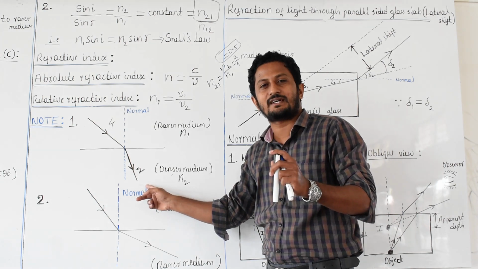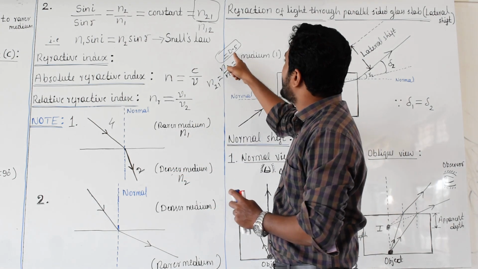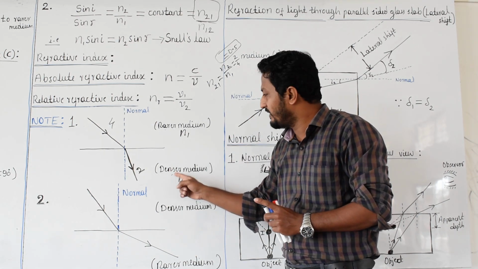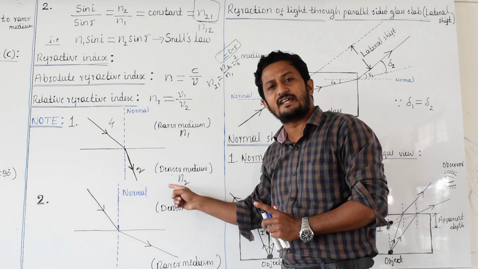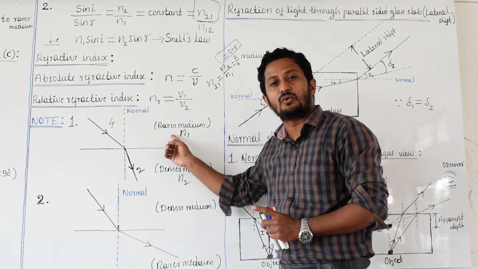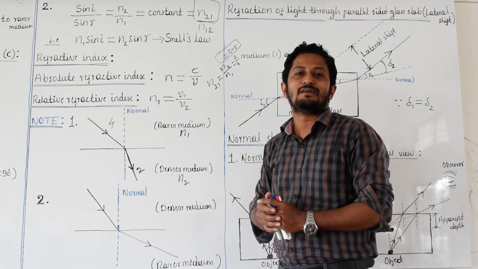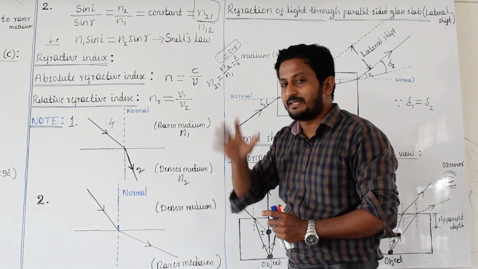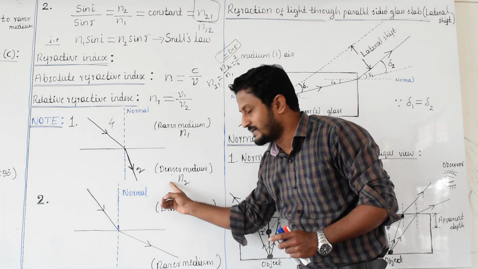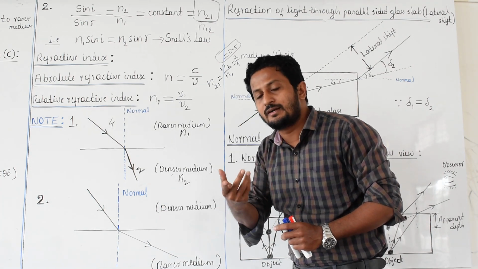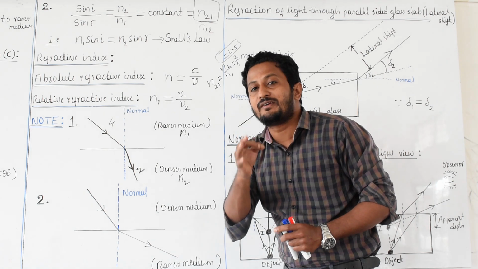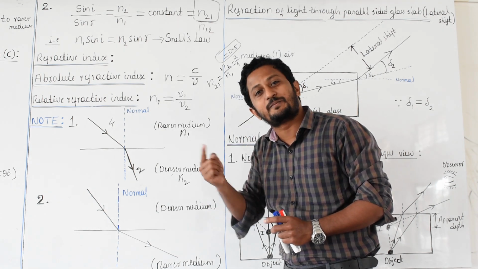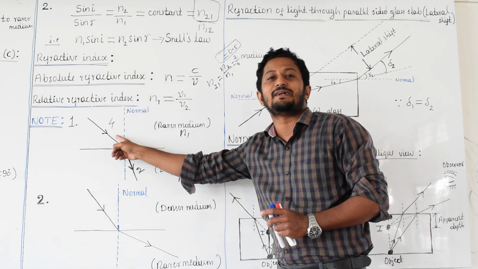Getting what I mean to say? That number, 0.5, is the refractive index of this second denser medium with respect to the first rarer medium. What you conclude here is that the speed of light in this denser medium decreased to 0.5, half of the speed of light in the rarer medium.